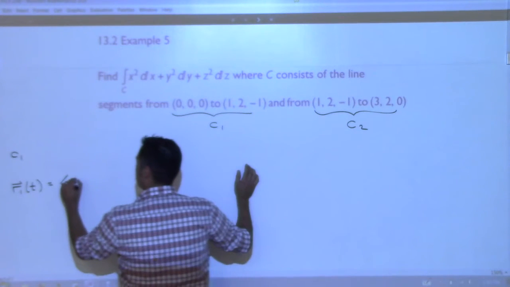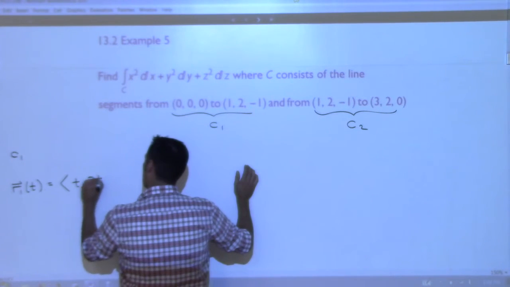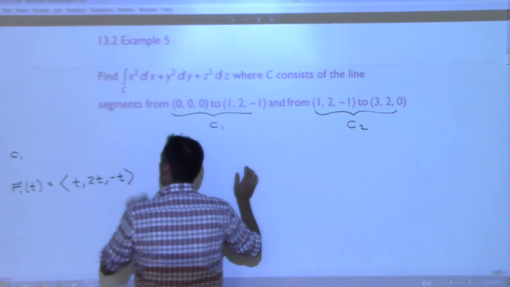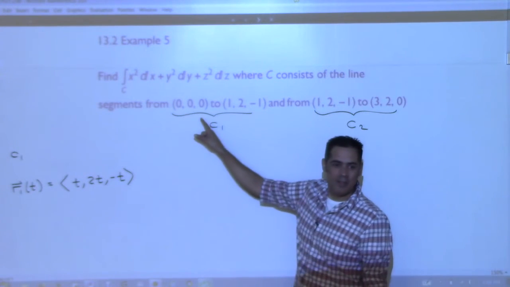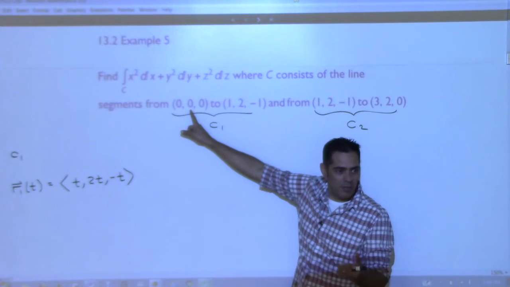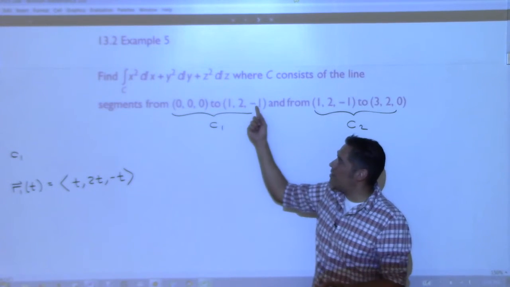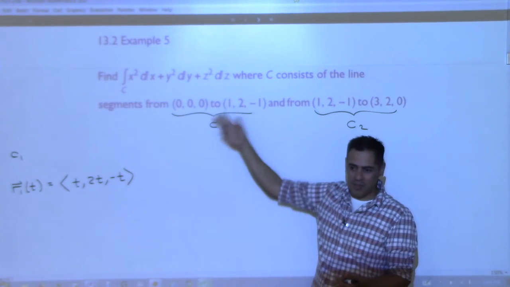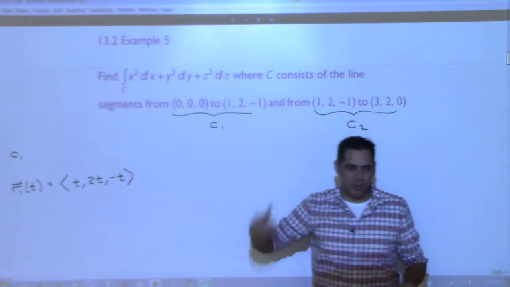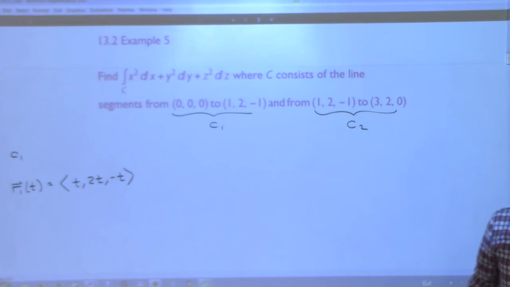2t, t, 2t, and negative t. So that was, again, because it's a line, you're starting here, so your initial r naught is 0, 0, 0, and then plus t times v. Your direction vector is just that vector, because when you subtract, you get that. And so it just goes straight to that, right?